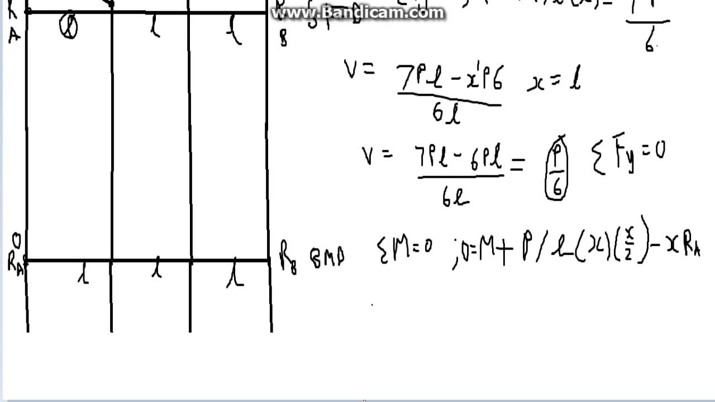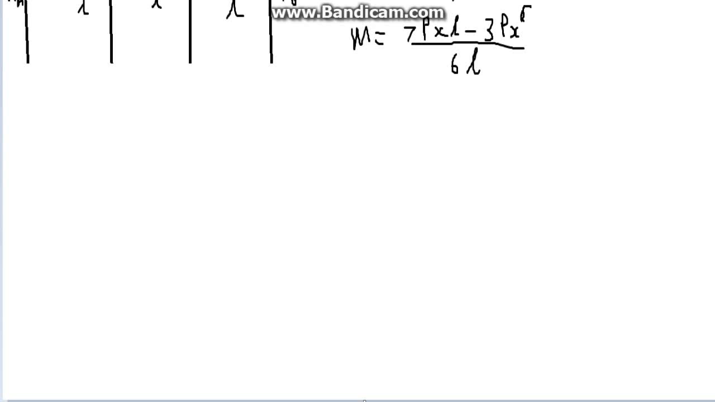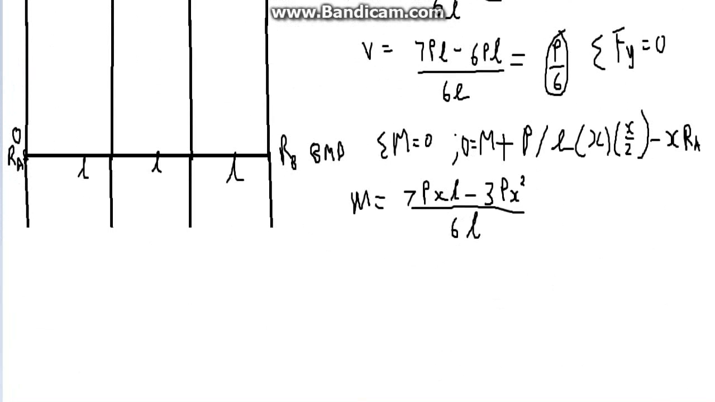Sorry about that. Just quick mental math. Alright, so in the end you'll get M equals 7PX on L subtract 3PX squared divided by 6L. Now this is an x squared term. Now because it's an x squared, it's going to be a line, but it's going to be curving. Okay, it's a contour line, if you may.